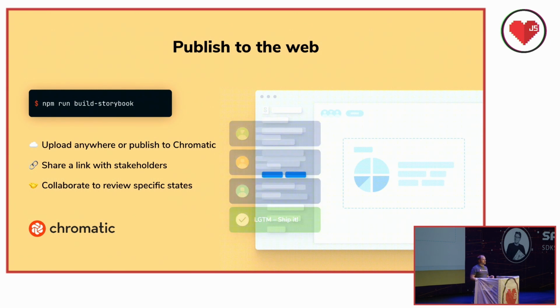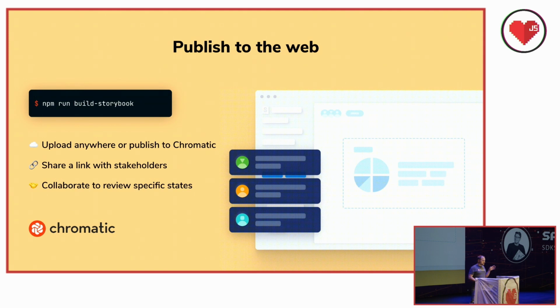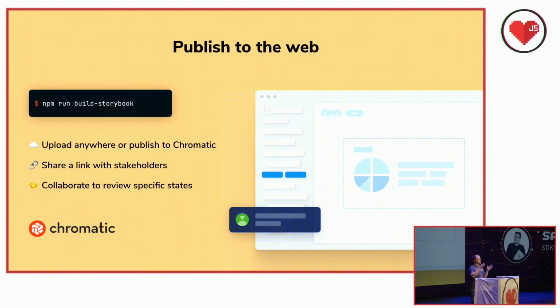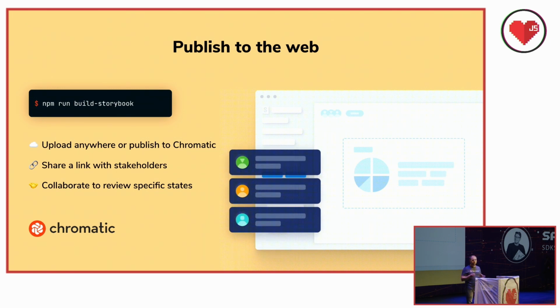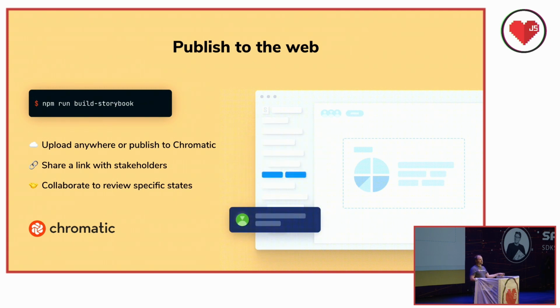So one of them, the most trivial one, is that Storybook provides a command that you can run. It's called build storybook. So you just do npm run build storybook or yarn build storybook, and it gives you a statically exported version of your storybook. It's basically a folder with some HTML files and a bunch of JavaScript files in there, and you can upload it anywhere, right? Put it on GitHub Pages or Netlify or whatever you want, or publish it to Chromatic.